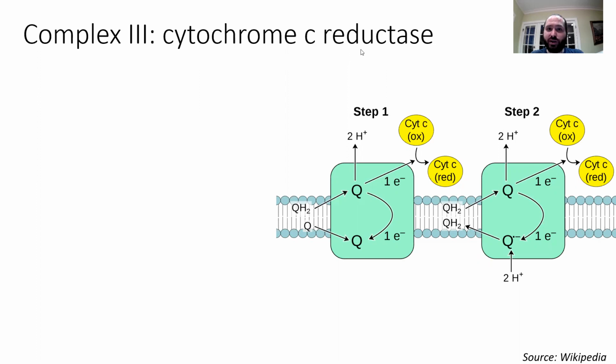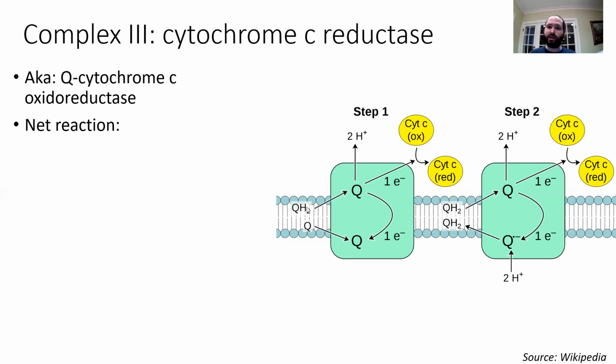So complex 3 is known as cytochrome C reductase. We have 2 mobile carriers in the electron transport chain: coenzyme Q and cytochrome C. Coenzyme Q is to the left, or before, complex 3. Cytochrome C is after complex 3. It's also known as Q cytochrome C oxidoreductase. It's oxidizing coenzyme Q and it's reducing cytochrome C.